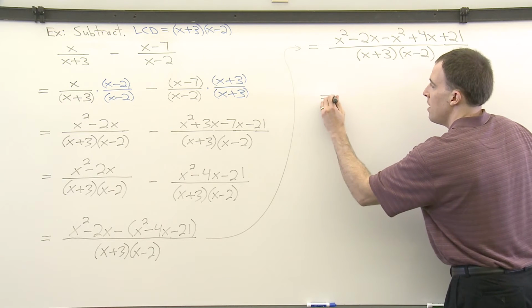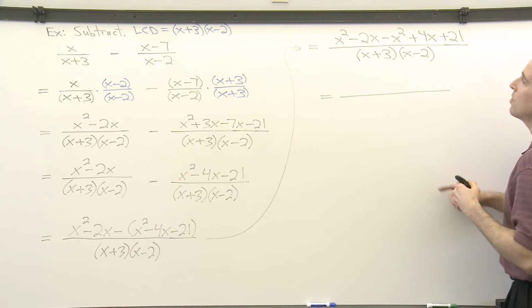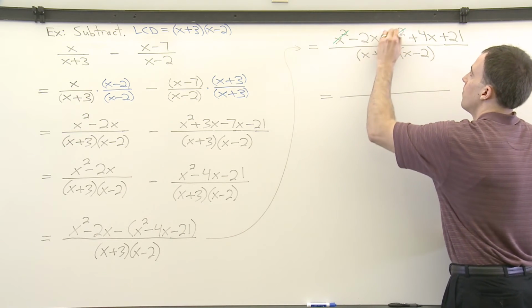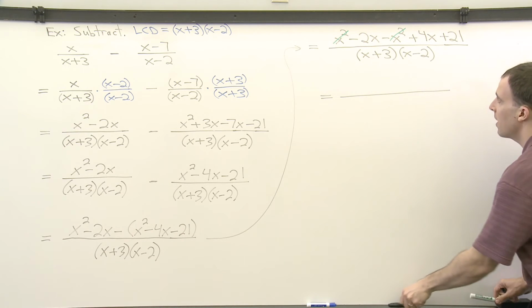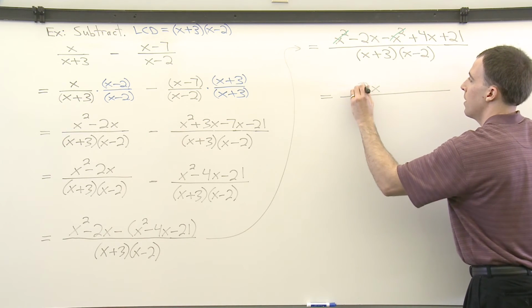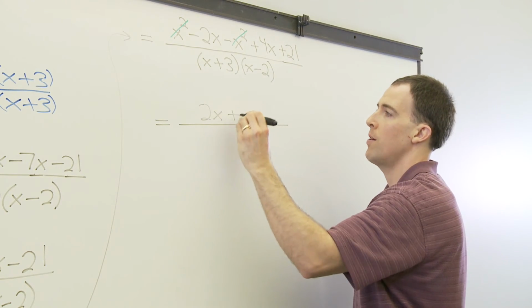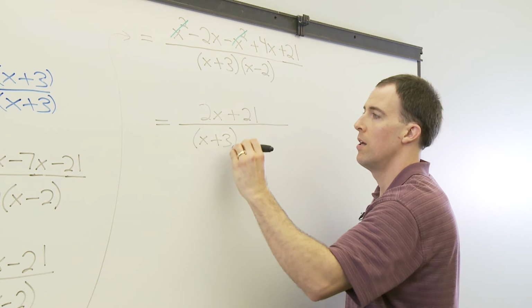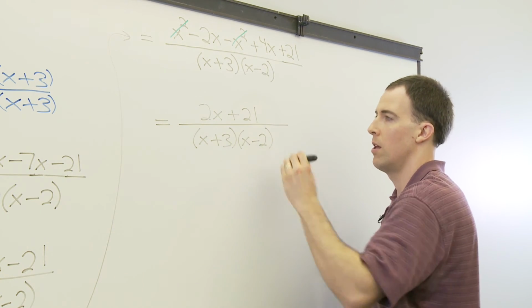There are like terms that need to be combined in the numerator. So let's see, x squared minus x squared, they cancel each other out, which is nice. And we've got a negative 2x and a positive 4x, which simplifies to positive 2x. And then plus 21, all over top of x plus 3 times x minus 2.